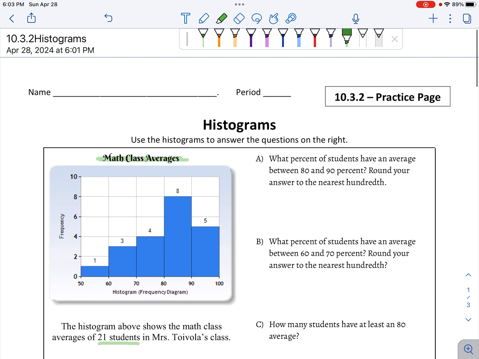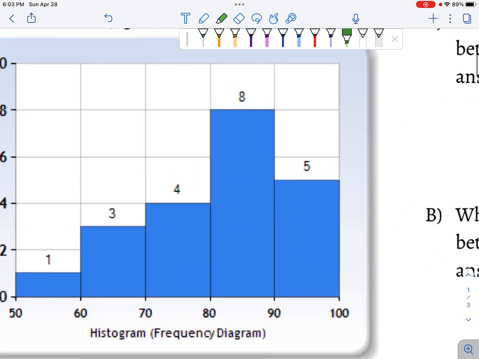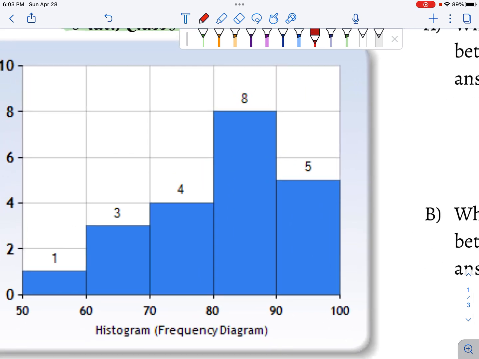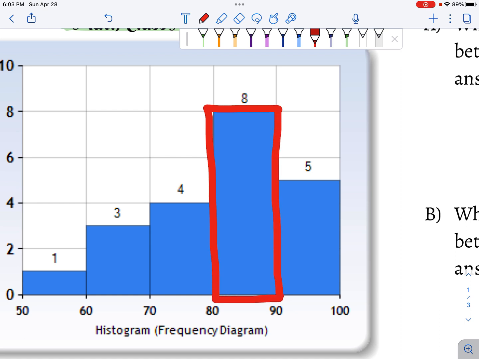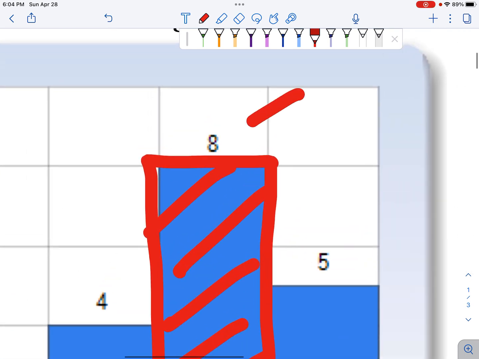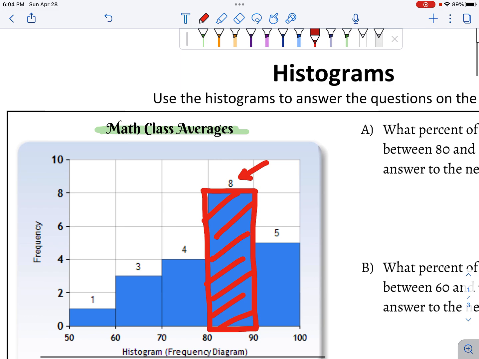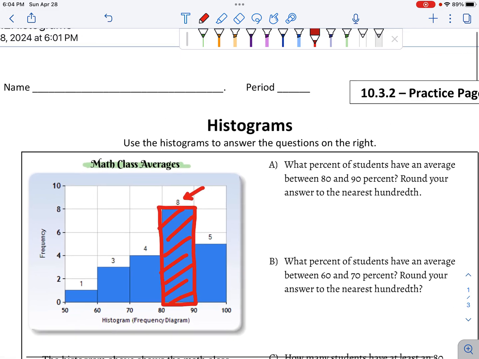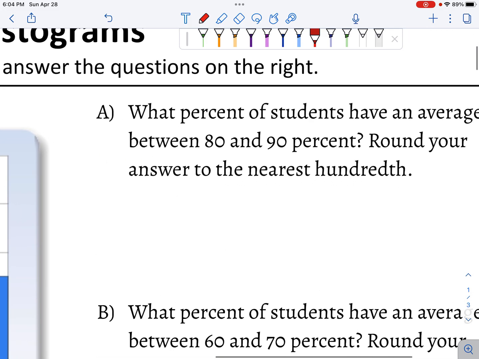So let's find the 80 to 90%. That's this one right here, because it's between 80 and 90. It's that one right here. And if you look up on top, it says 8 people. So we're going to write a fraction. It's 8 out of 21.